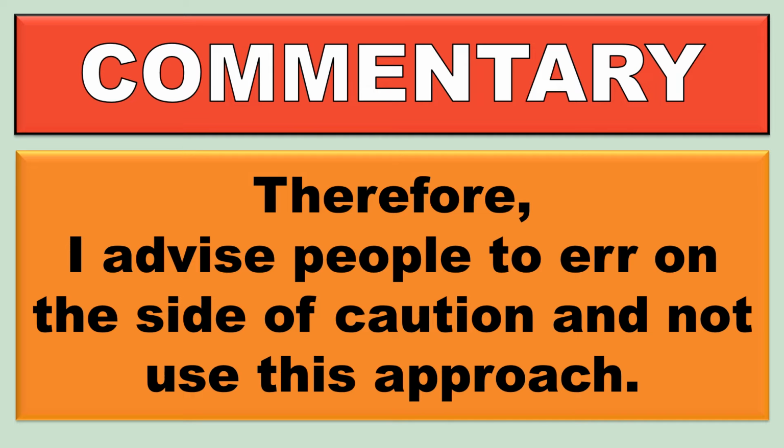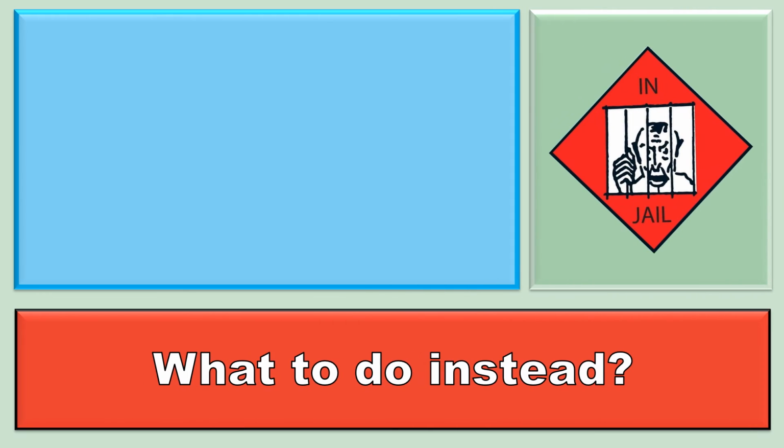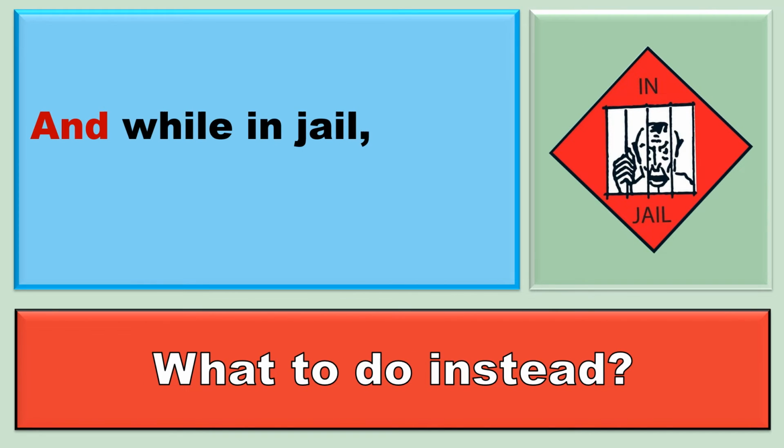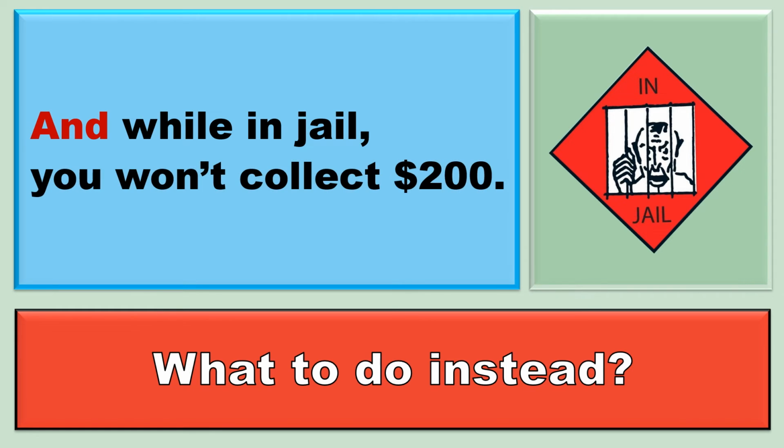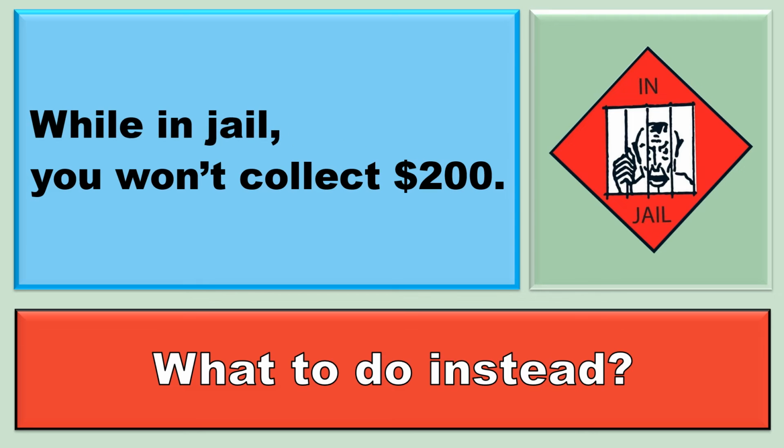But the question becomes, what can we do instead? Well, the answer is quite simple. Let's say we begin with the introductory element that has a coordinator. "And while in jail, you won't collect $200." Now, in this context, to avoid the coordinator, all we need to do is remove it. And we can simply start with "while in jail." This transition still shows the reader that you're adding an idea onto the previous sentence and that you're linking the two together.